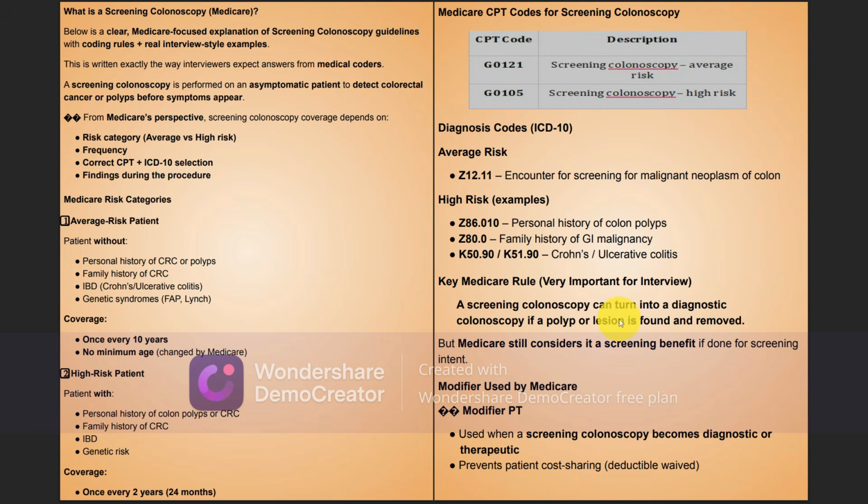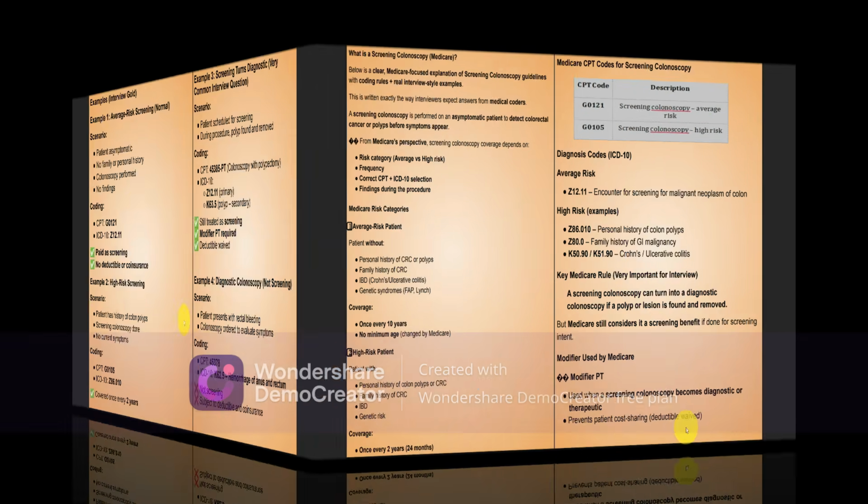A screening colonoscopy can turn into a diagnostic colonoscopy if polyps or lesions are found and removed, but Medicare still considers it a screening benefit if done with screening intent. Modifier PT is used by Medicare when the screening colonoscopy becomes diagnostic or therapeutic. It prevents patient cost sharing or deductible waivers.